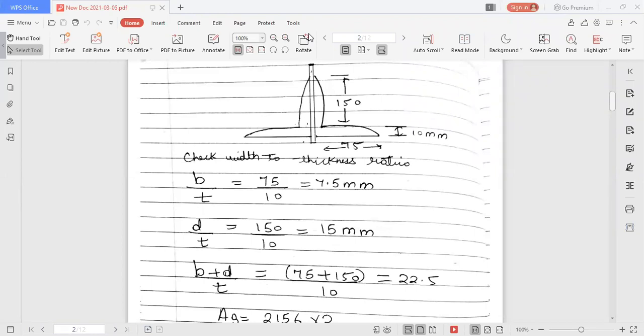So complete your first step, and after completing the first step, let me know. And if anyone is having any doubt in this particular step, you can ask.